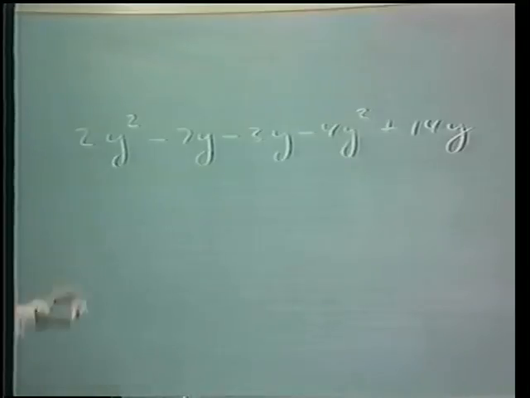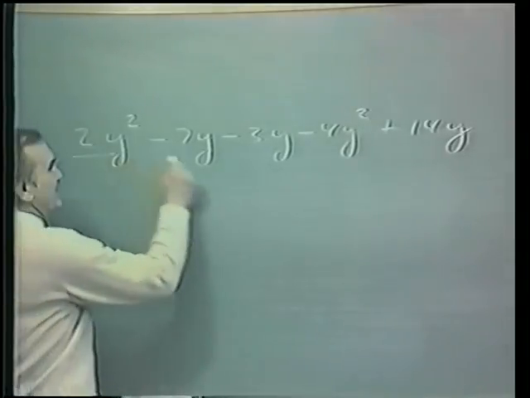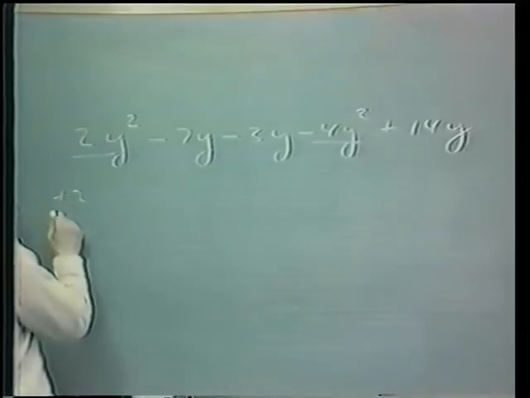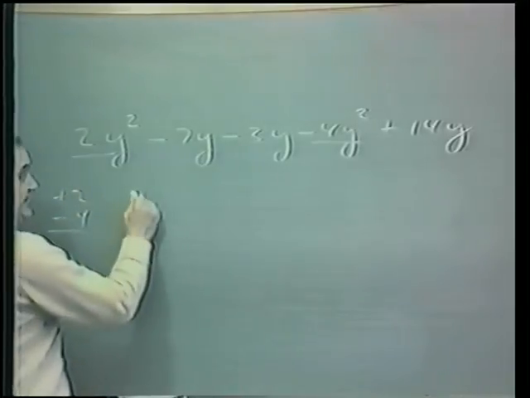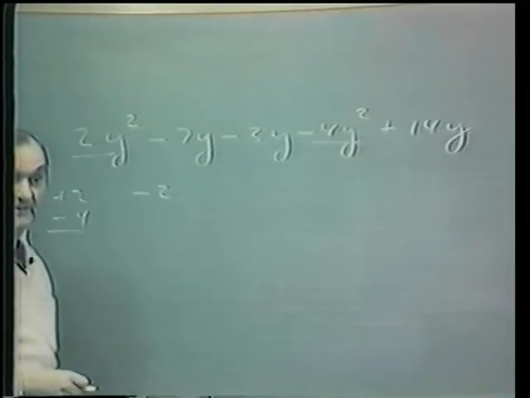Now, how does she get her answer? Our first label is y squared. There are two terms that have y squared for a label. So we're going to add their coefficients. We have a positive 2 and a negative 4. Well, that gives us a negative 2. We don't do anything with the labels, just drag it along.